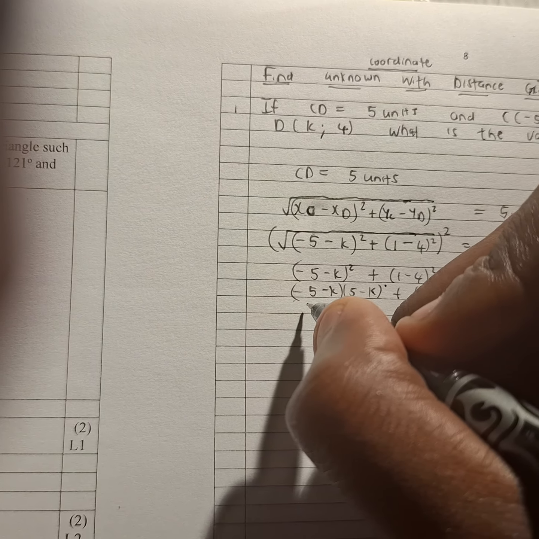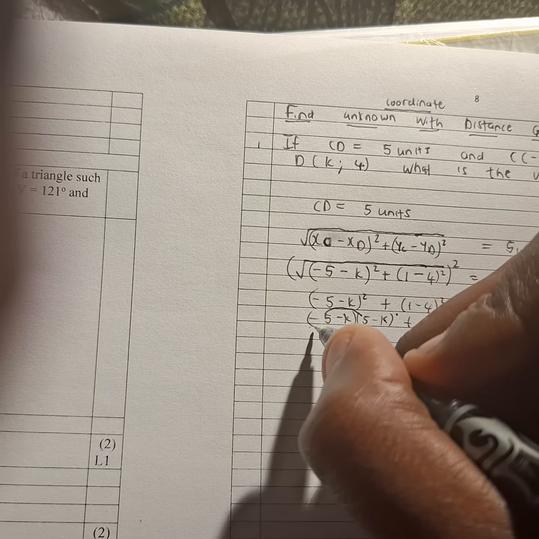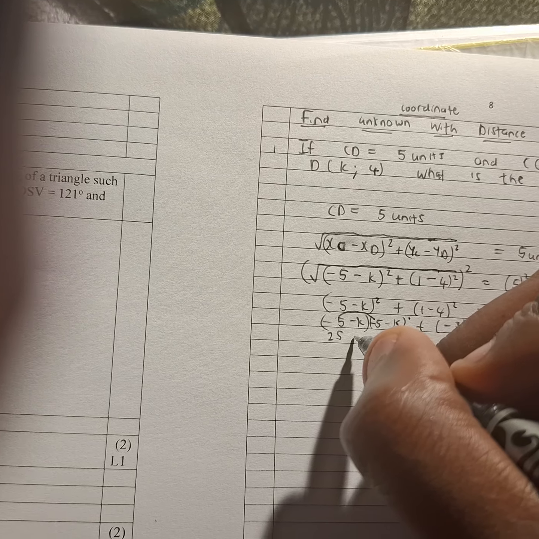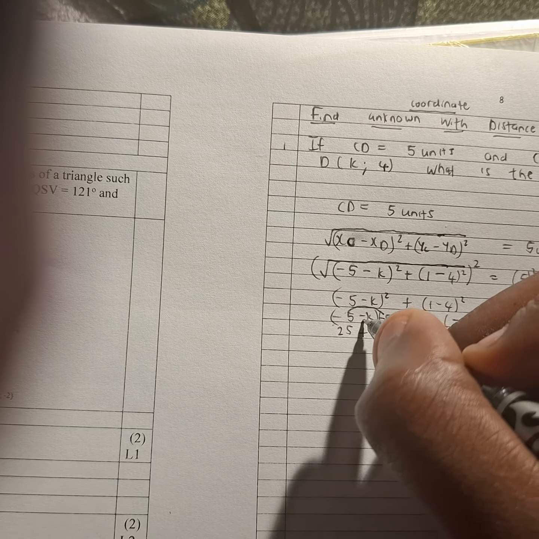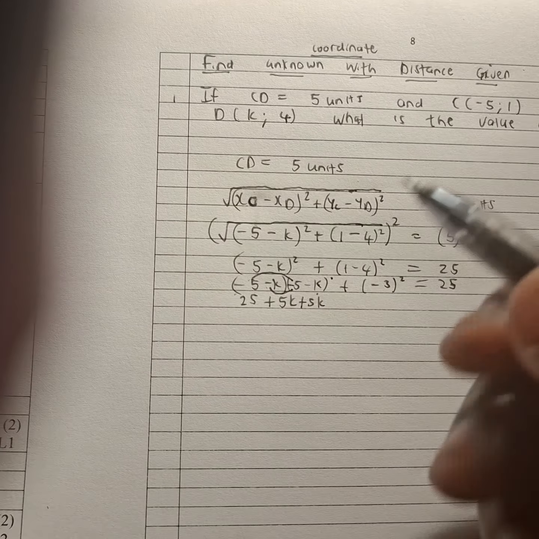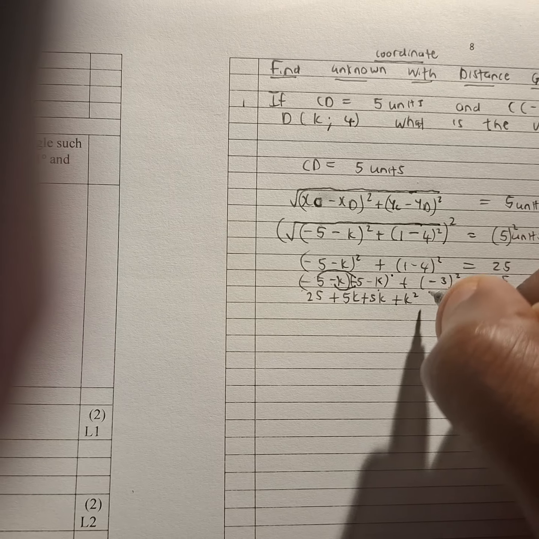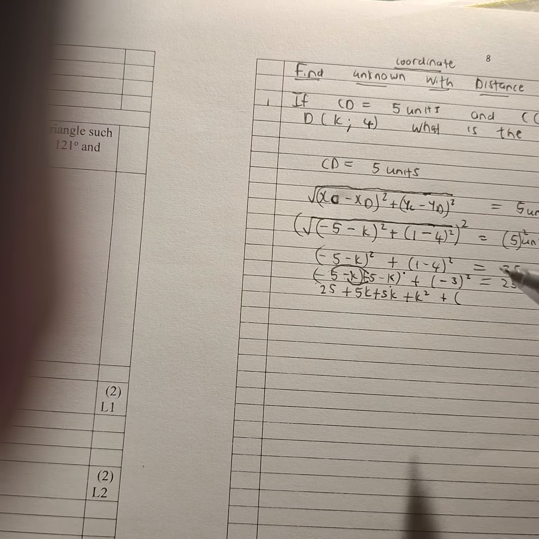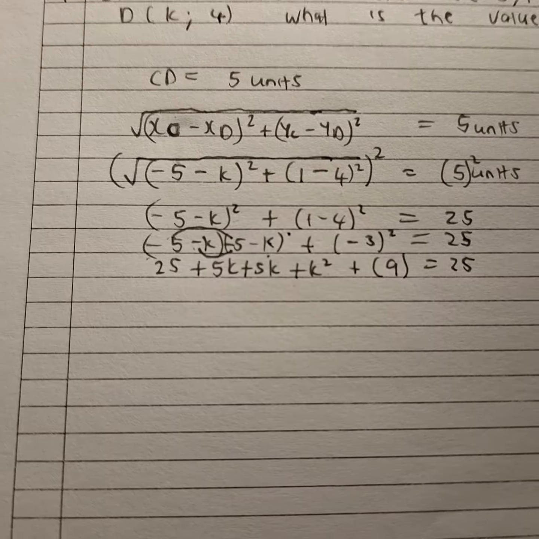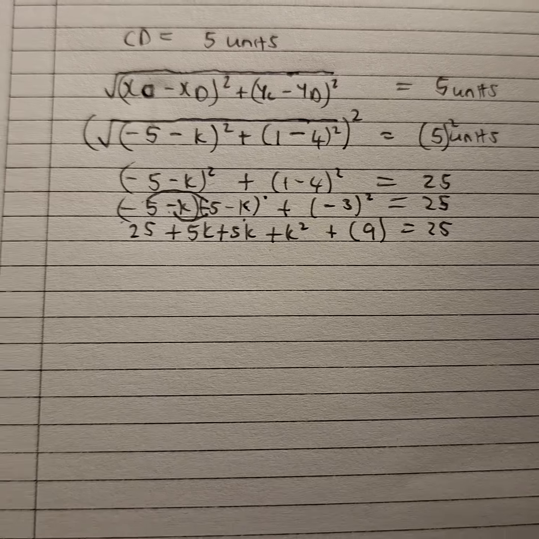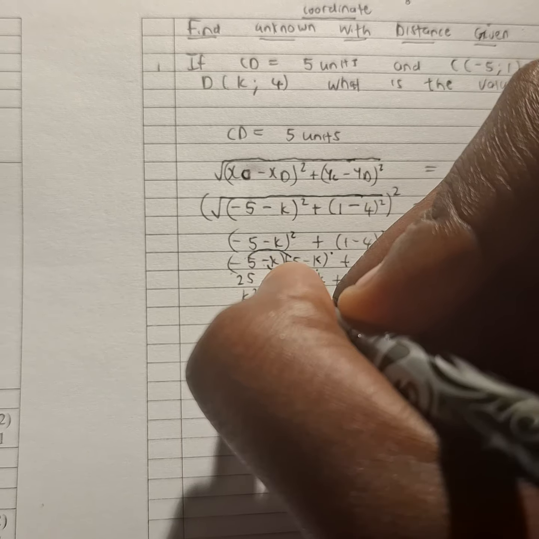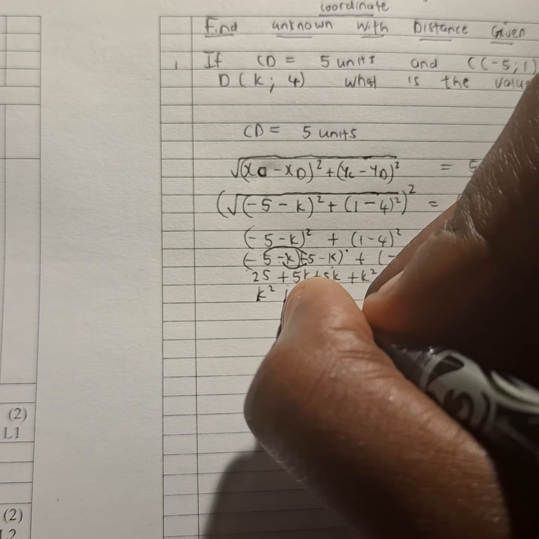Negative 5 minus k, what we then do is we FOIL. Negative 5 times another negative 5 gives us 25. Negative 5 times the negative k gives us plus 5k. Negative k times negative 5 gives us plus 5k. And then negative k times negative k gives us plus k squared, plus negative 3 squared gives us positive 9, equal to 25. So hopefully, guys, it's coming on very nicely and we can see the end is near. So let's see. k squared first. 5k plus 5k gives us 10k.